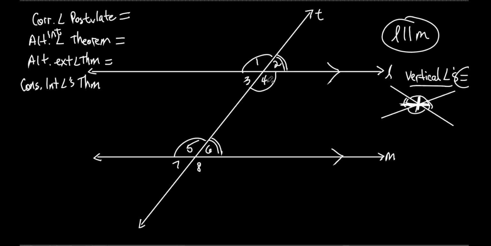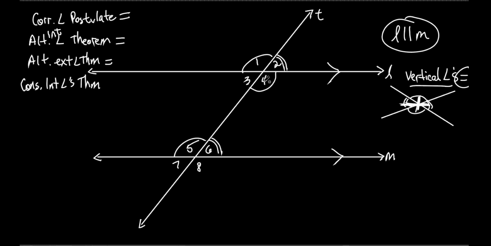Look at 4 and 5. What's the relationship? What word do we use? We got 4 different theorems, okay? Which one are 4 and 5? Are they corresponding? Are they alternate interior? Are they alternate exterior? Are they consecutive interior? 4 and 5, what are they? They're alternate interior. They're alternate interior angles, okay?